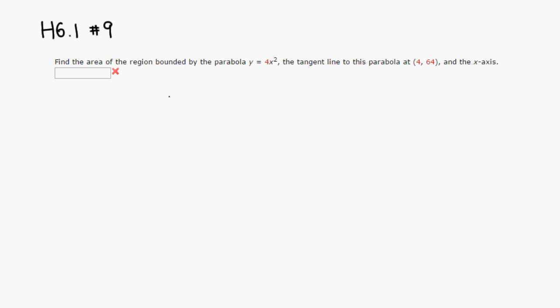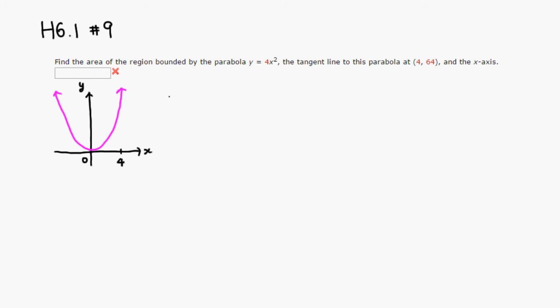So we have a parabola, just a regular parabola. We have an x-axis and a y-axis, and the origin, and the parabola is going to look like this. Then there's a tangent line. The tangent line is at (4, 64), so let's say 4 is around there.